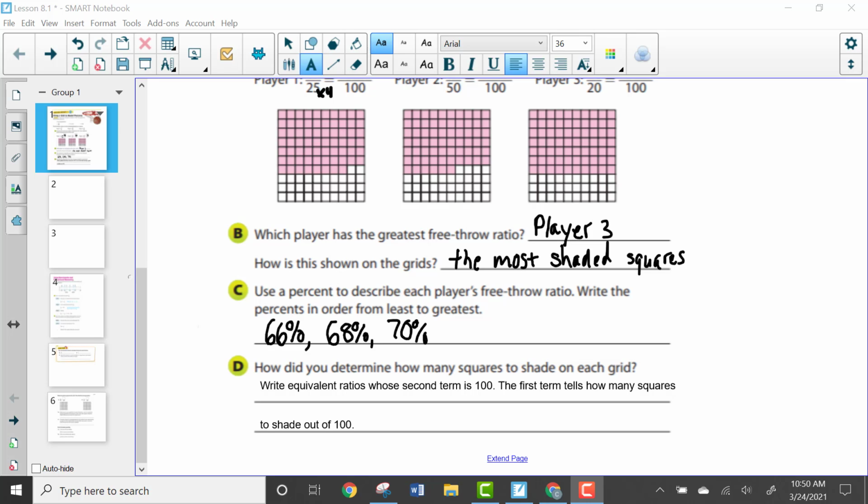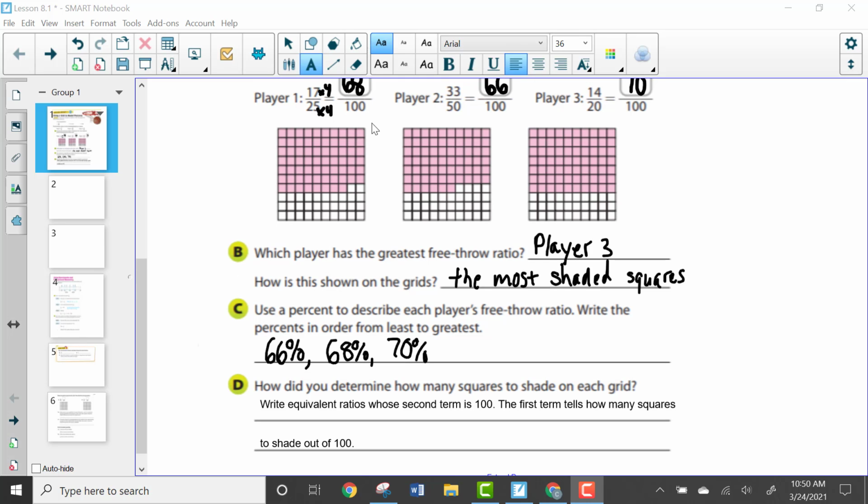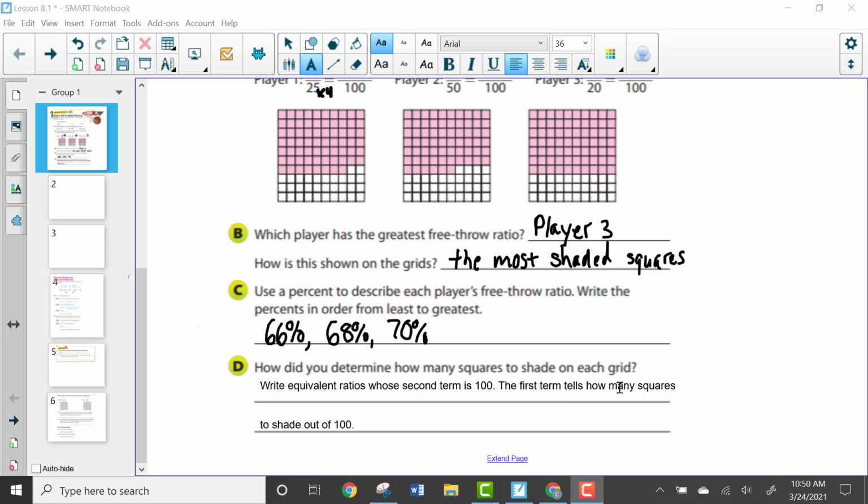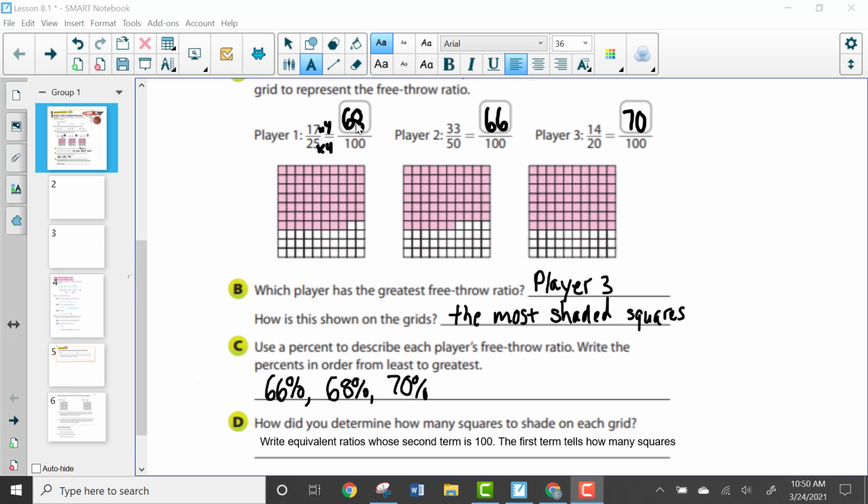And now the final question, letter D, it says, how did you determine how many squares to shade on each grid? We write equivalent ratios whose second term is 100. We can see that right up here. The second term is 100. The first term tells how many squares to shade out of 100. So 68 to 100, shade in 68 squares. 66 to 100, shade in 66 squares, and so on.